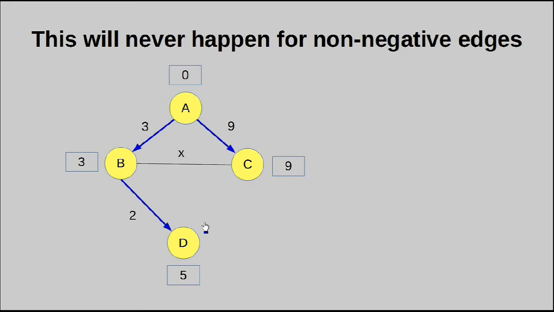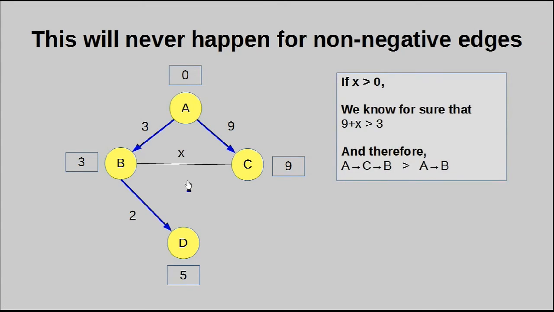To show you why this will never happen if you have a non-negative edge, let's jump to an earlier part in the trace. Let's say we are nearly at the end of the algorithm, but we are looking at node C, and we want to check it against this edge. Its weight is now x, and let us say x is non-negative. If x is non-negative, then we know for sure that this distance can never be less than this distance, because 9 plus x, whatever x is, can never be smaller than 3. As a result, we know for sure that this path will still be the better path, regardless of the value of x here, provided that x is non-negative.